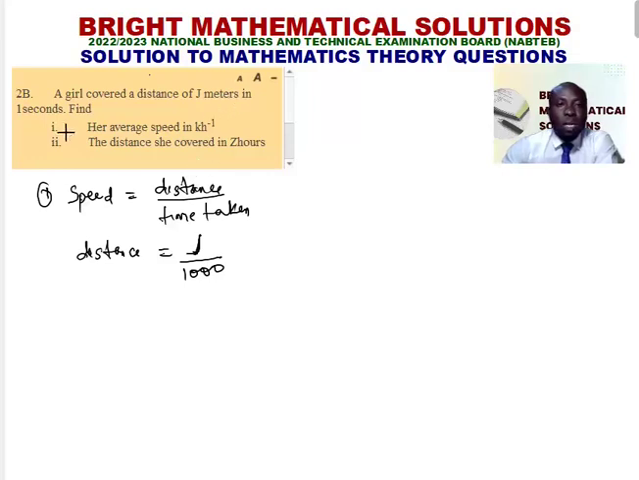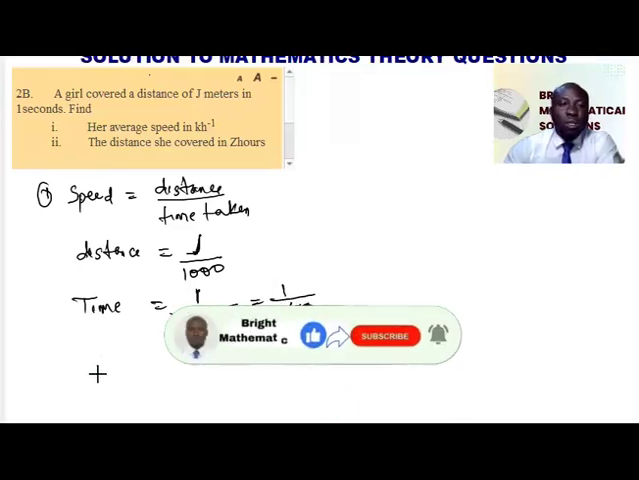Now, for the time she travels, that's 1 second, and 60 seconds makes 1 minute, 60 minutes makes 1 hour. So for the time she travels, 1 second, for it to be in hours, that will be 60 multiplied by 60, that is 1 all over 3,600.